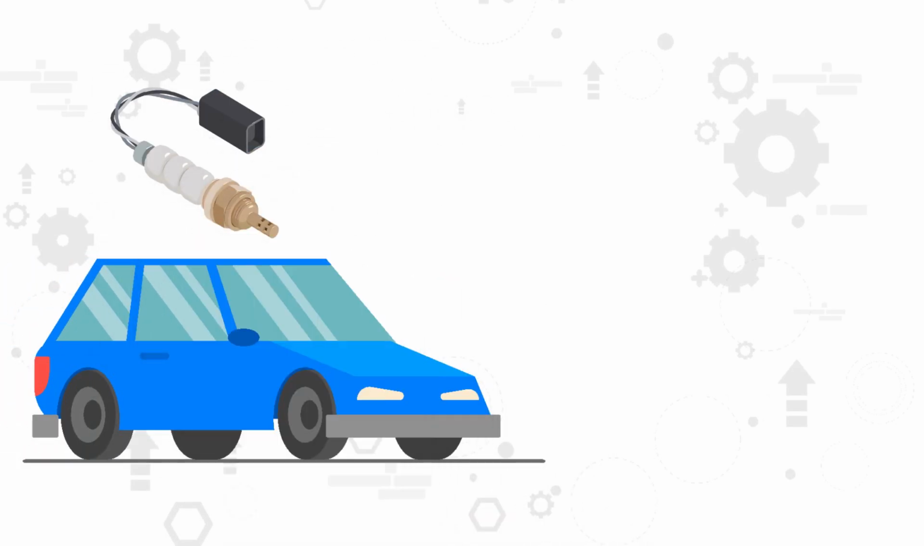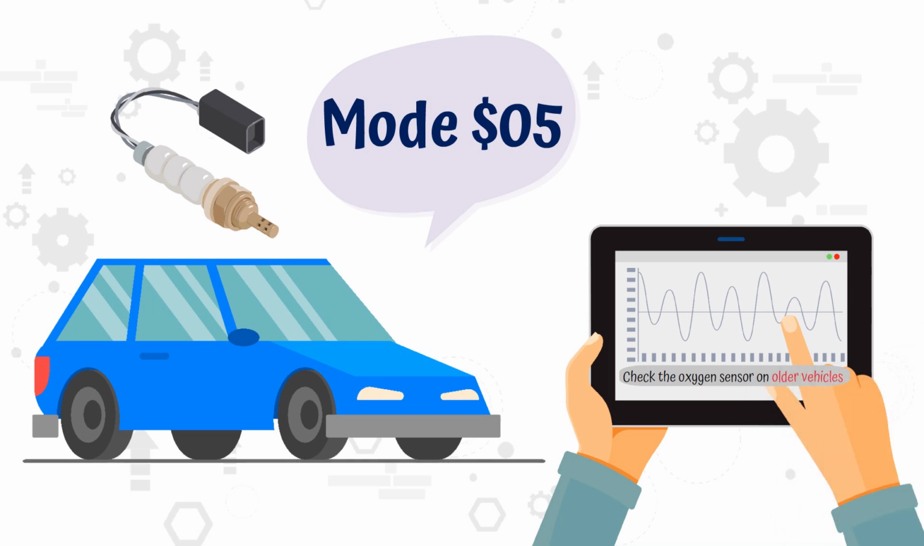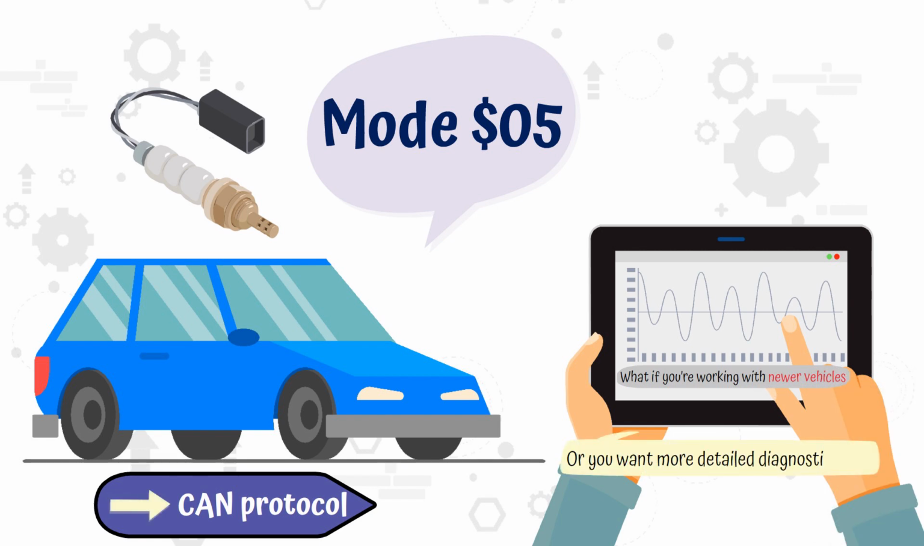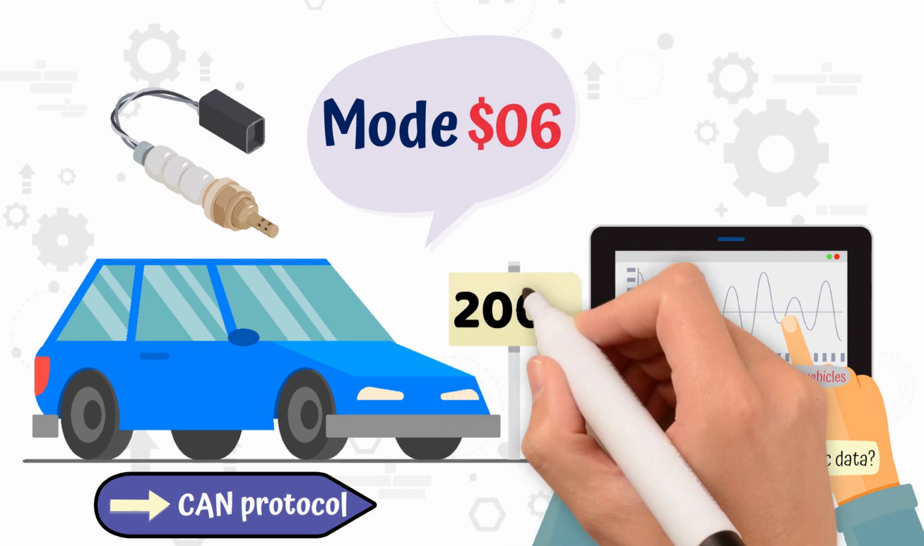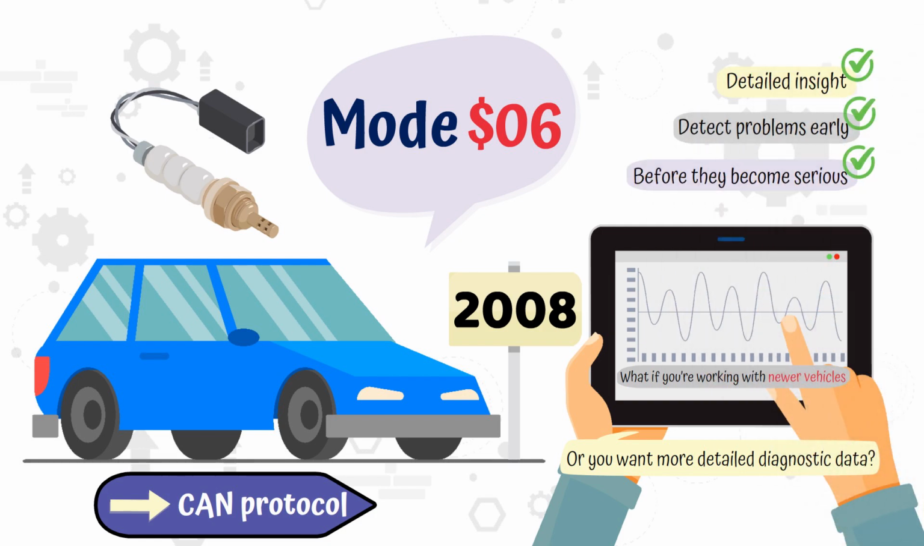Hey, welcome back. In the last video, we talked about Mode 5 and how it checks oxygen sensors on older vehicles using the non-CAN protocol. But what if you're working with newer vehicles that use the CAN protocol, or you're looking for more detailed diagnostic data? That's exactly where Mode 6 comes in. It's widely used in vehicles manufactured after 2008, providing much more detailed insight, helping you detect problems early before they become serious. So, what is Mode 6?